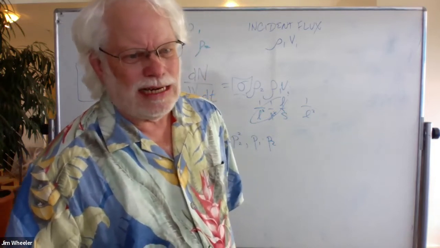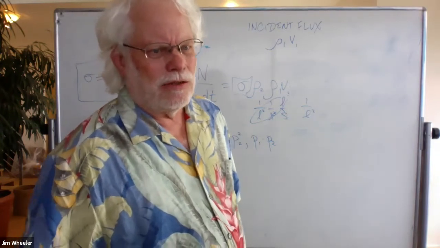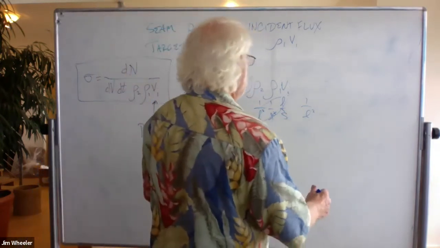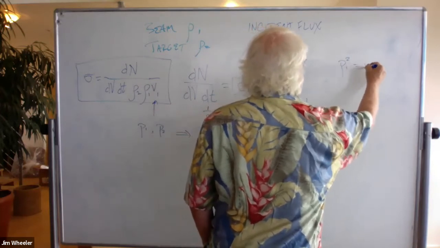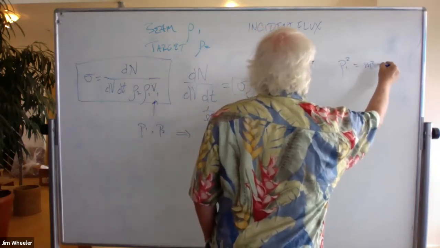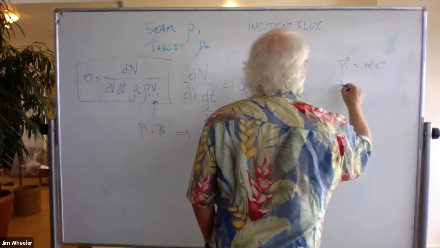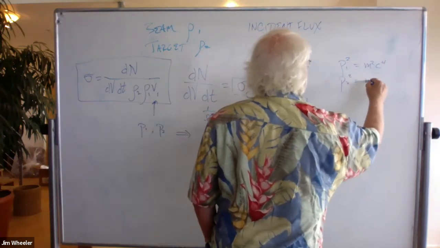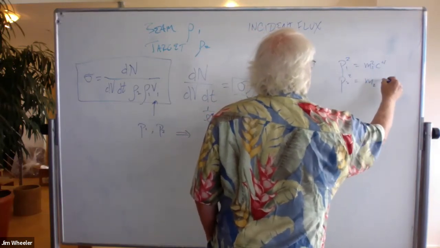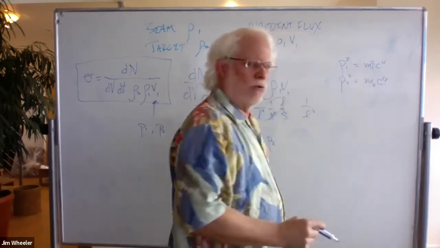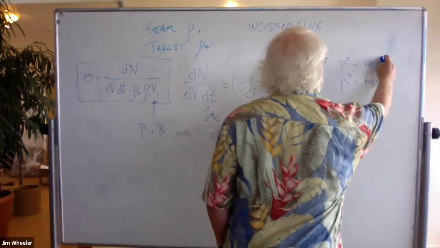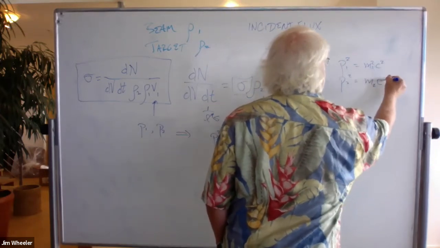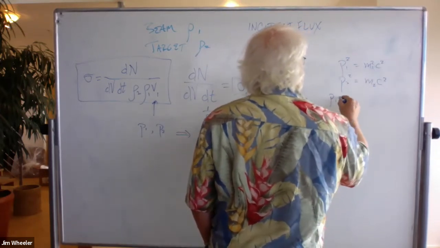Let's write each of those in the rest frame of the particle. Well, we know that P1 squared is m1 squared c to the 4th. We know P2 squared is m2 squared c to the 4th. Well, c squared. Let's keep them with units of momentum rather than energy. So c squared here, and then P1 dot P2.